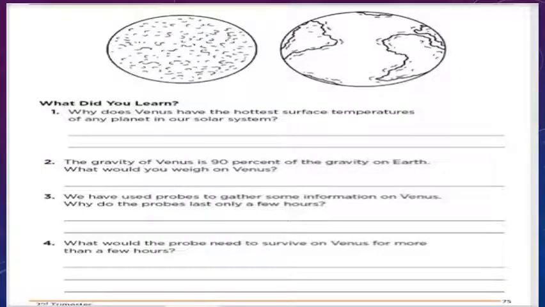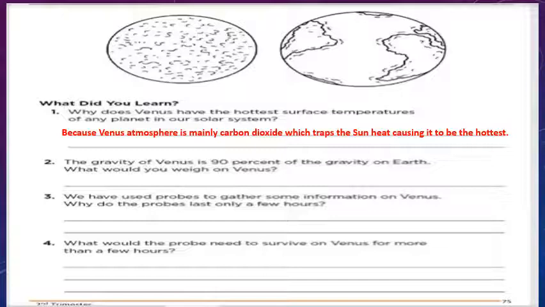So we had here a bunch of questions, and we're going to answer them. What did you learn? Number 1: why does Venus have the hottest surface temperatures of any planet in our solar system? We talked about this in our live session, and again we read it just right now. We know that Venus' atmosphere is made of carbon dioxide, and this traps the sun's heat, causing it to be the hottest planet.